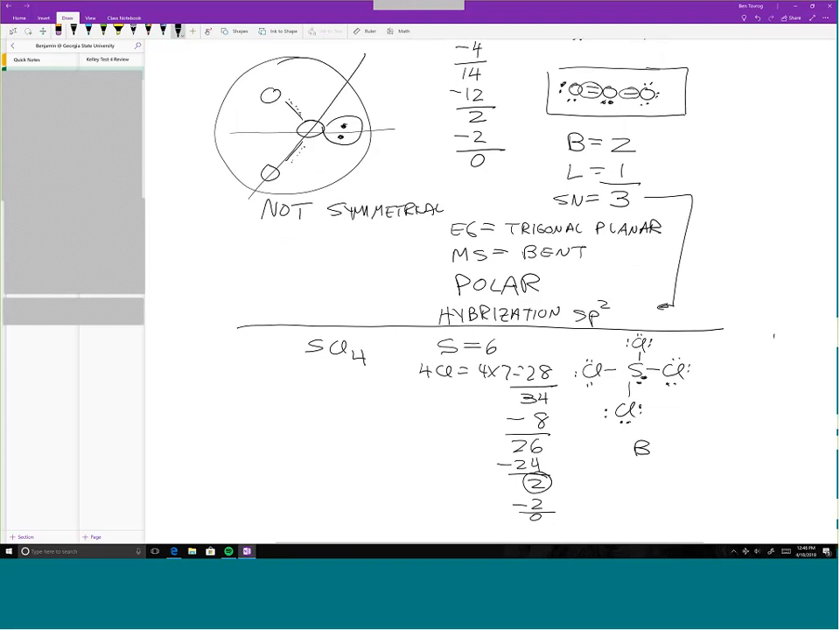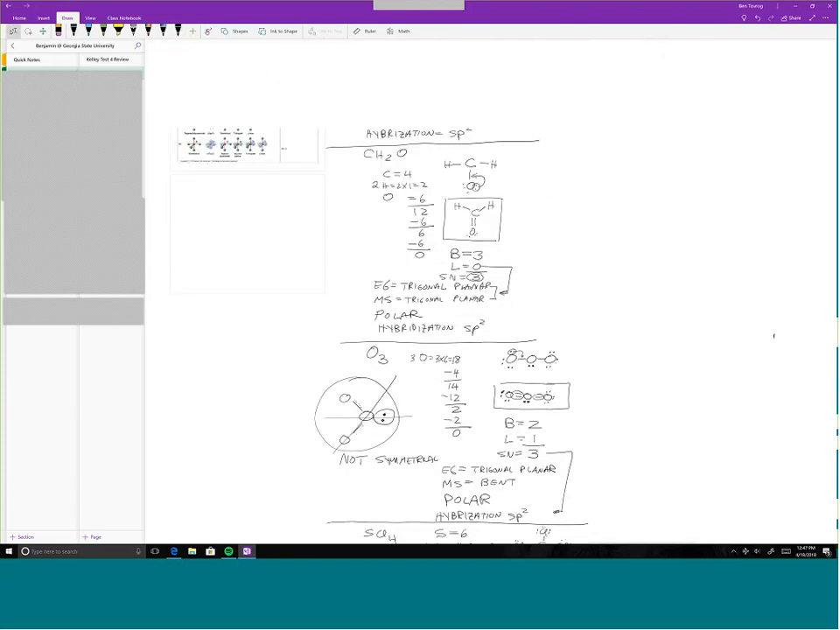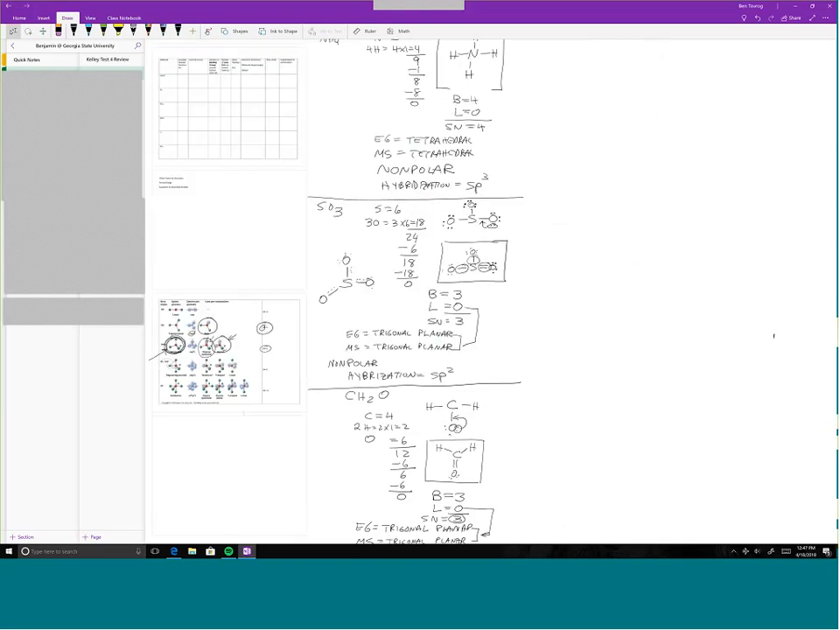Okay, bonding regions. We have 4 bonding regions between the sulfur and the chlorine. Lone pair on the center atom, we have 1. So we have now a new steric number 5. Okay, so let's go to the chart, and then I'll represent this in a drawing.